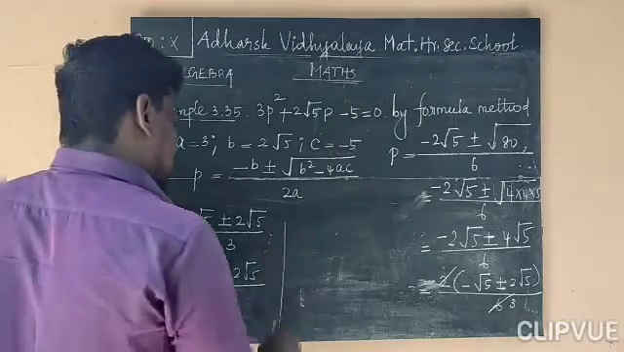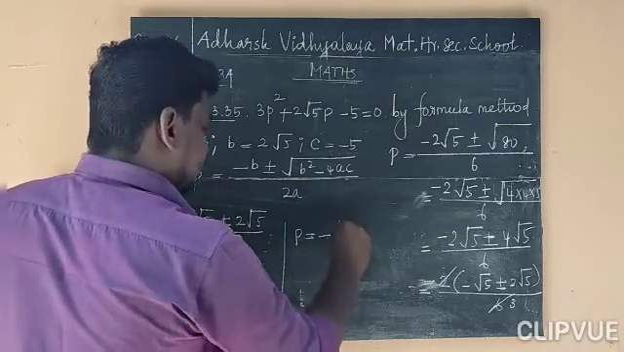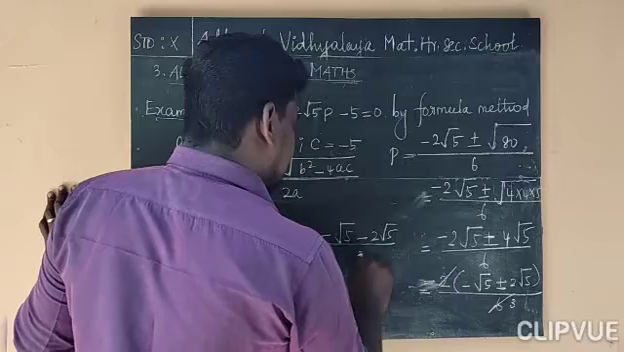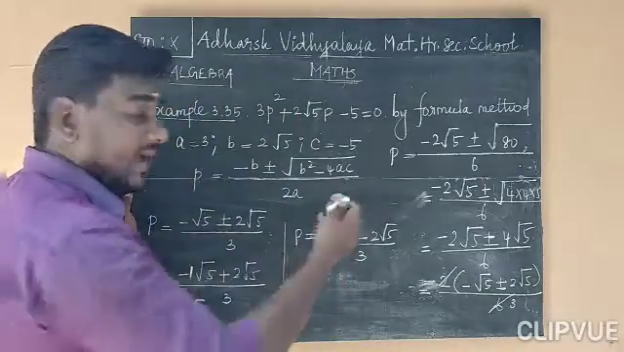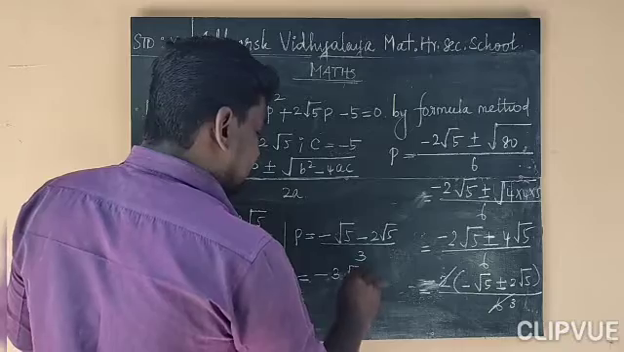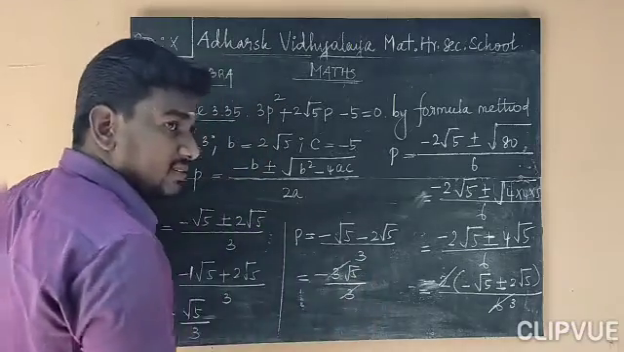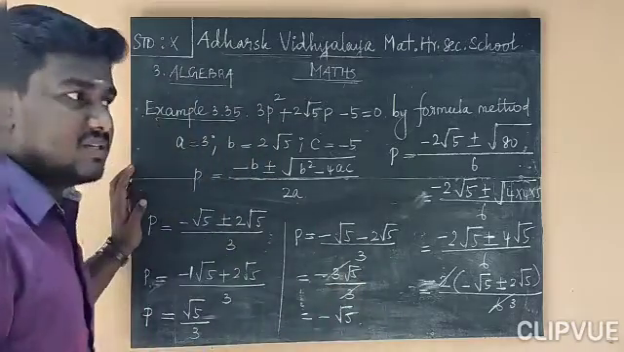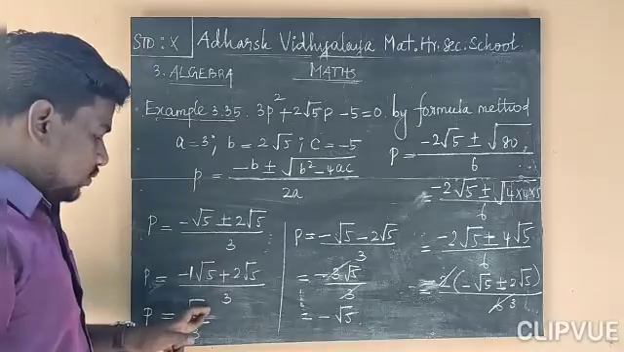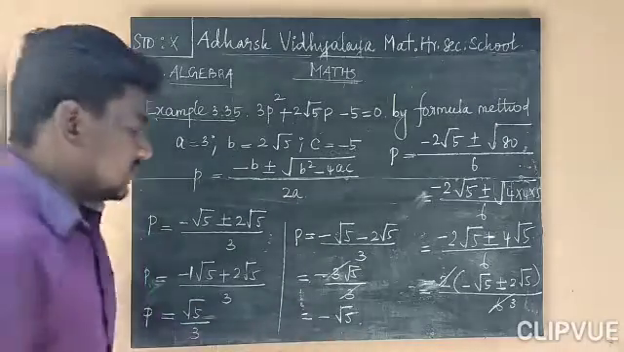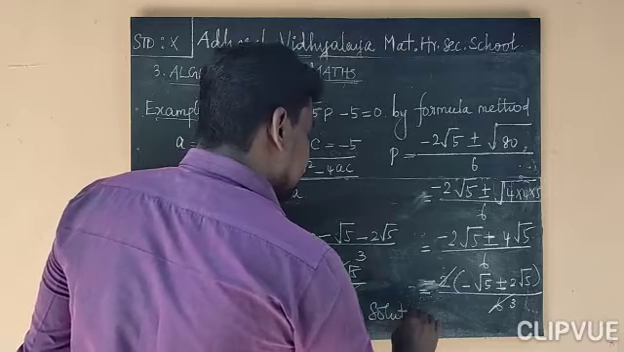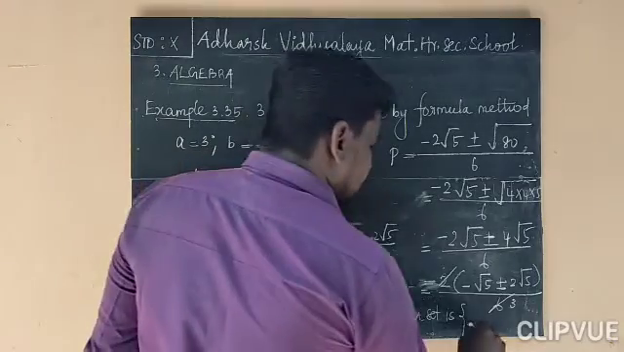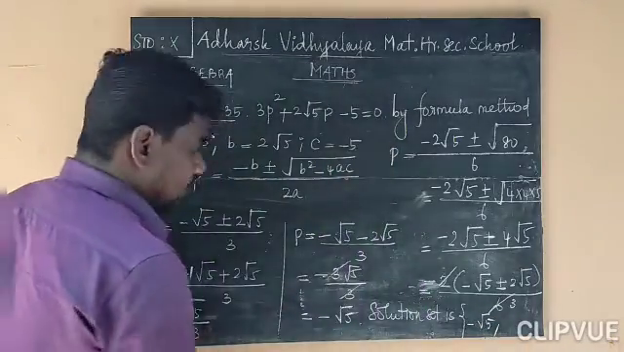p value. One more value, p is equal to minus root 5 minus 2 root 5 divided by 3. So same sign, you can add them. So minus 3 root 5 divided by 3 will be cancelled. So what do we get? Minus root 5. So the required solution set are root 5 by 3 and minus root 5. Solution set is one is minus root 5, other one is root 5 by 3.